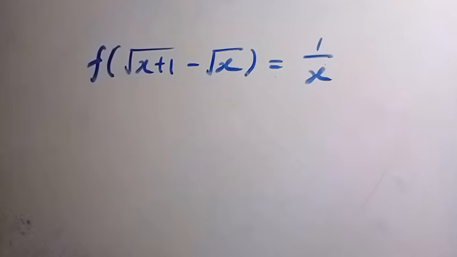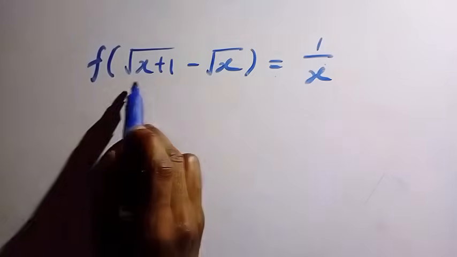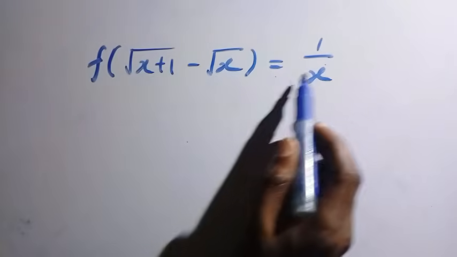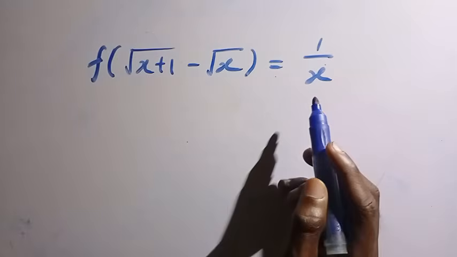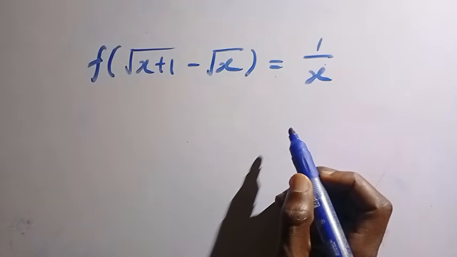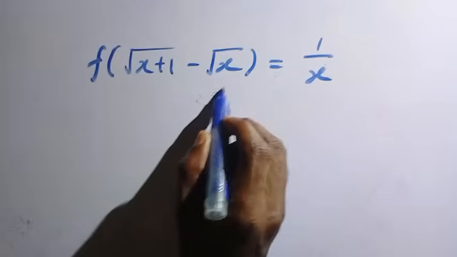For x greater than 0, we want to find f of x. How do you solve for this problem? Let's hear the answer in the comment box. Give it a try, and I'll be solving this in a very simple way. We have f of root x plus 1 minus root x equals 1 divided by x. We need f of x. This is a very simple way of solving this. Let's consider the solution first.